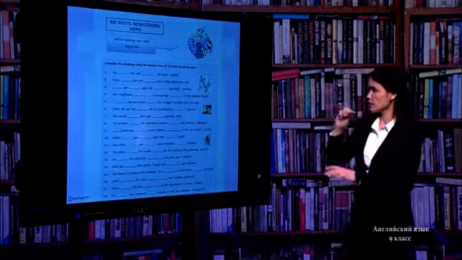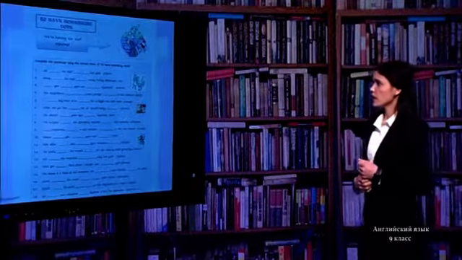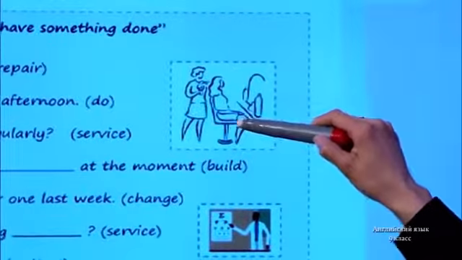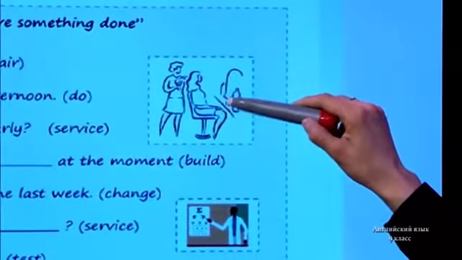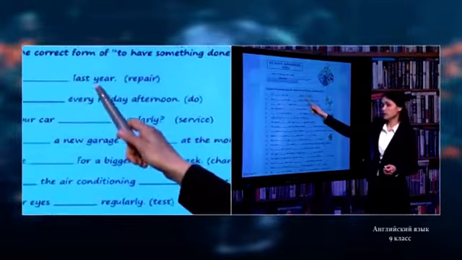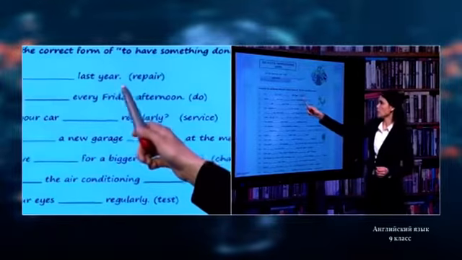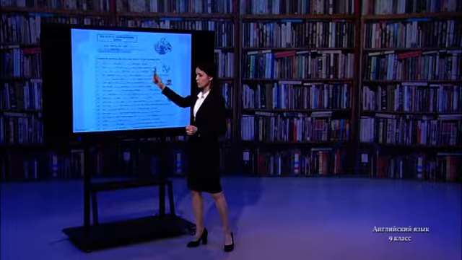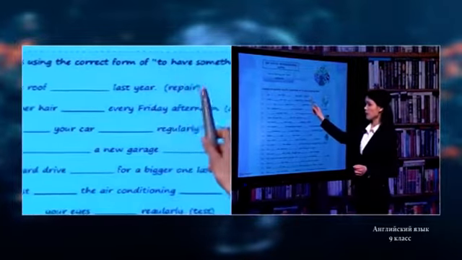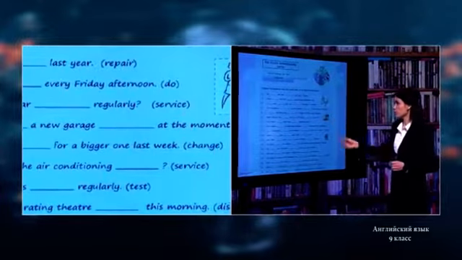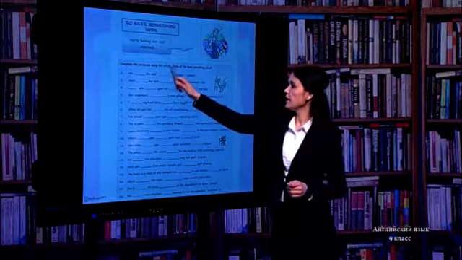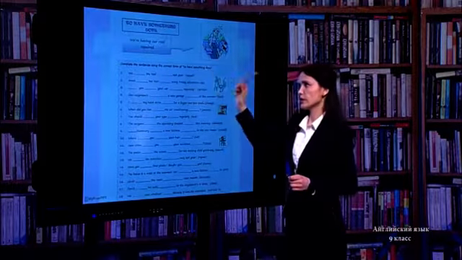Well, let's complete the sentence using correct form of to have something done. So she's not a hairdresser, but she is at the salon, beauty salon, and she is having her hair cut. Last year, this is the signal word of past form. That means you use past form of the verb have, which is had. We had the roof repaired. Repair is a regular verb, so here you add the ending. So we had the roof repaired last year.